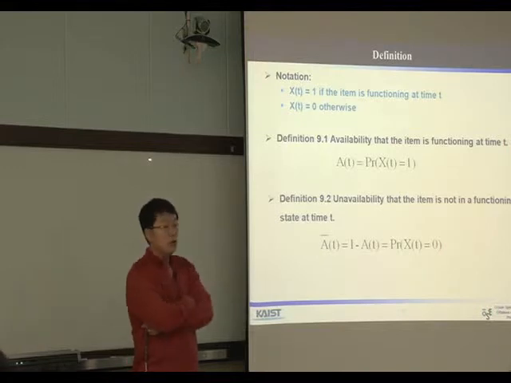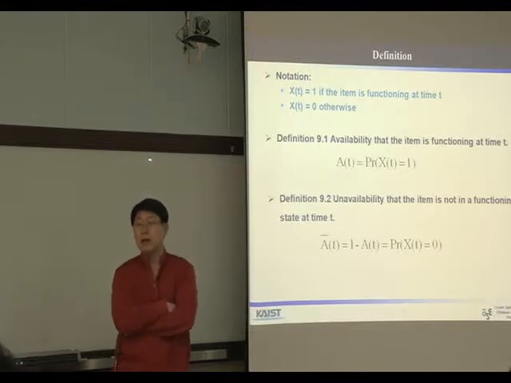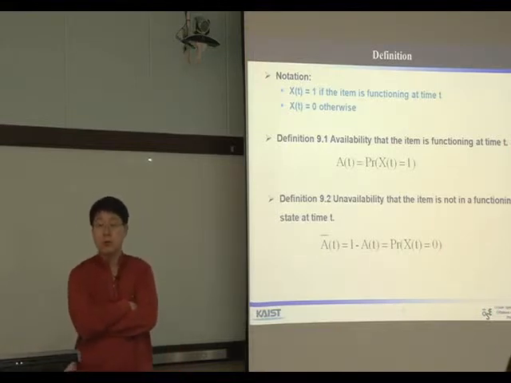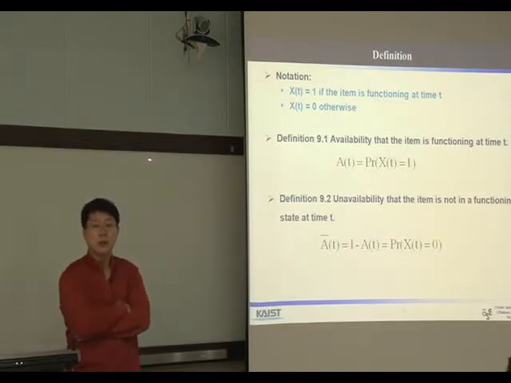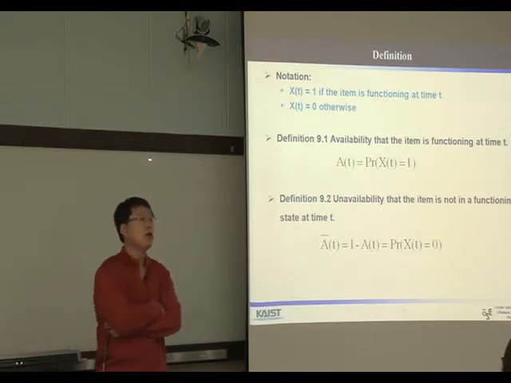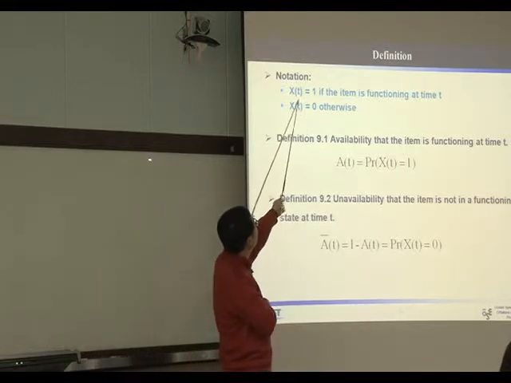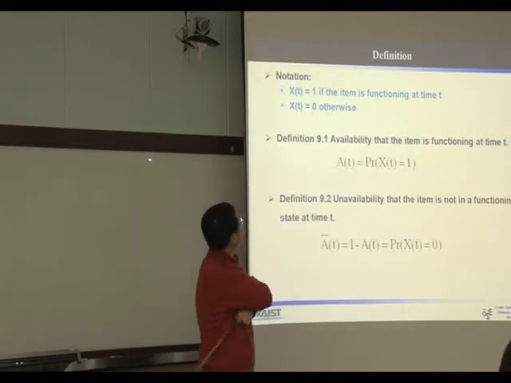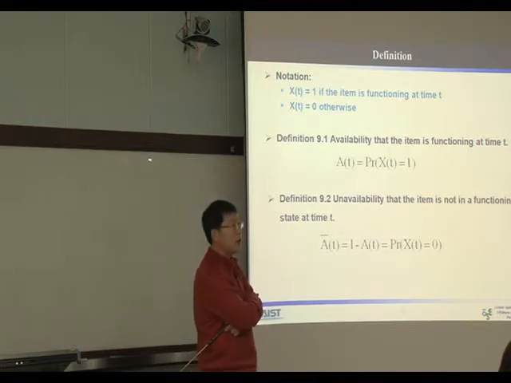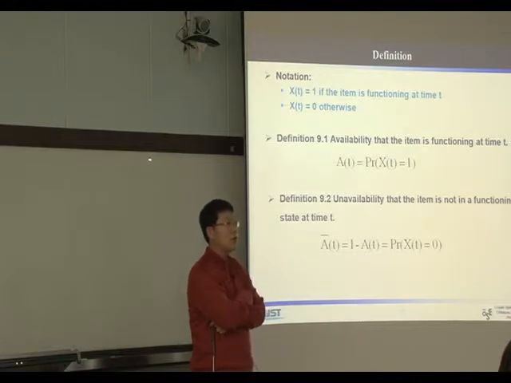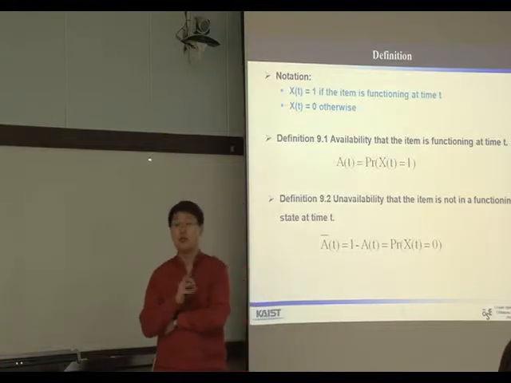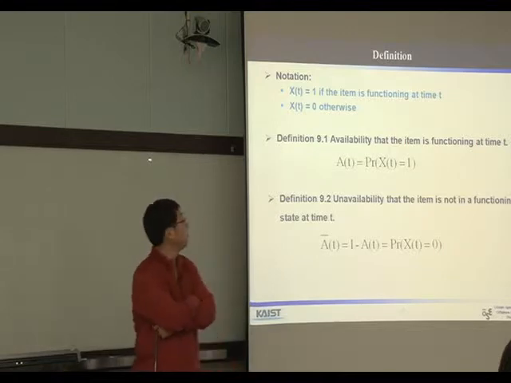This is the definition. It's not that important if you don't want to be a reliability engineer. So it's about notation, very simple notation. x(t) is equal to 1 if the item is functioning at time t. x(t) is 0 otherwise, so it's a binary expression of the system state.